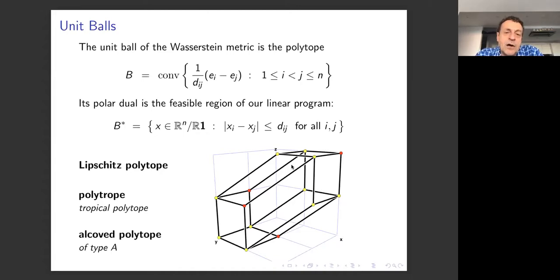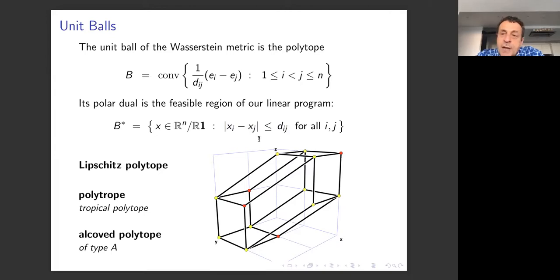Now this B star, this kind of polytope, where we are looking at inequalities xi minus xj at most something, this comes up a lot in the literature. So there are 3 occurrences of names for how this is called. In the optimal transport literature, this is called the Lipschitz polytope. So think about this as a Lipschitz condition, mostly in the continuous case.